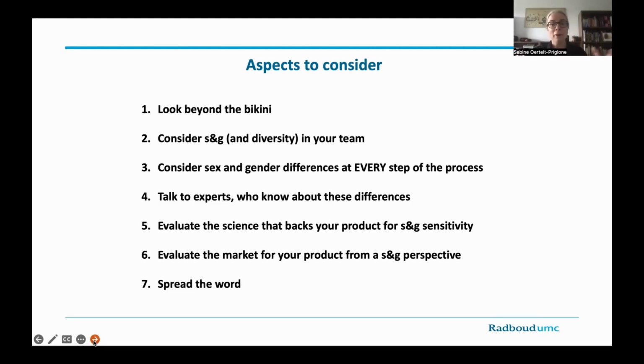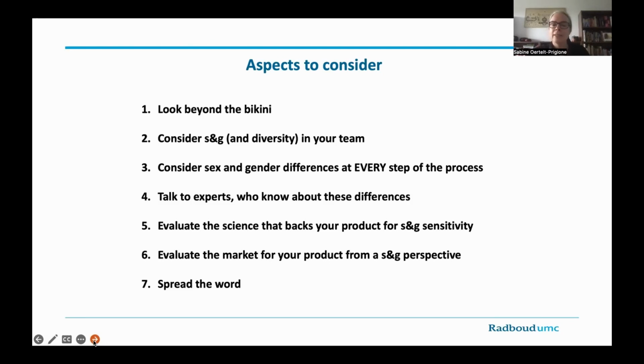So if you want to build a product and if you want to make healthcare more inclusive, you need more inclusive teams. You should consider sex and gender at every step of the process. You cannot develop a product and as an afterthought say, oh, wait a minute, we should have thought about this in the beginning, because you will not have the data to actually make sure that the product works. So it is something you need to consider from the beginning. You should talk to experts who know about these differences. It's not that easy. It is not rocket science, but it's also not something that is that easy to do. So get in touch with experts. There's a lot of people out there by now who have experience in this field and who can help you.